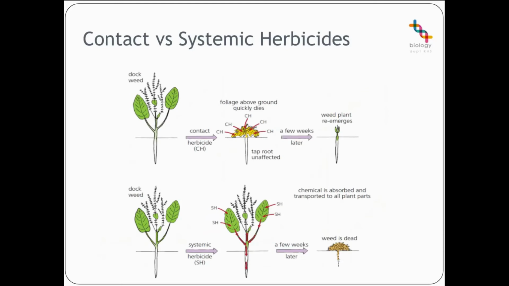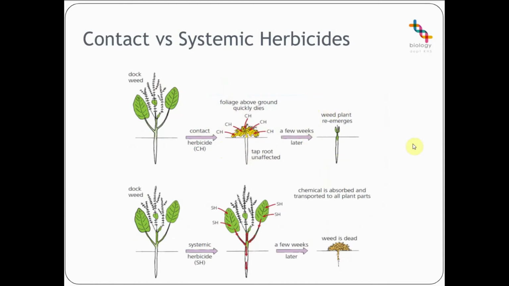We also have what we refer to as contact or systemic herbicides. Contact is essentially when the herbicide is just going to affect the top layer, the visual part of the plant that you can see above the ground. So the herbicide is applied, and the foliage above the ground is going to die off quite quickly. However, this taproot down here is unaffected, and consequently a few weeks later our weed plant re-emerges.